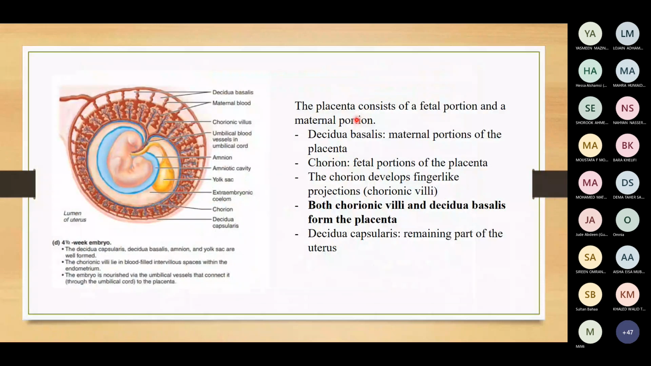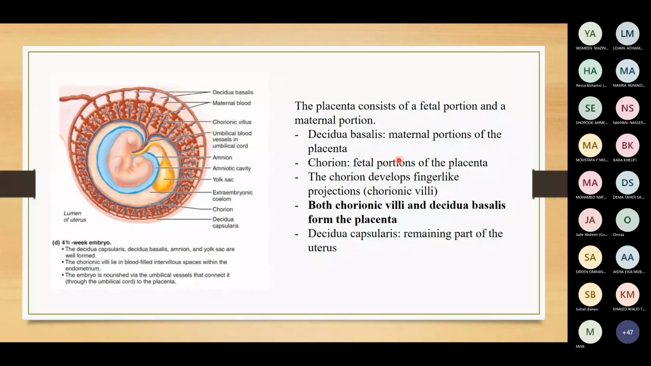The placenta, okay, so now the placenta is starting to form, okay? And we said that it consists of a fetal portion and a maternal portion. What do we call the maternal portion? We call it the decidua basalis, okay? So the decidua basalis is the part that forms the placenta and belongs to the mother.